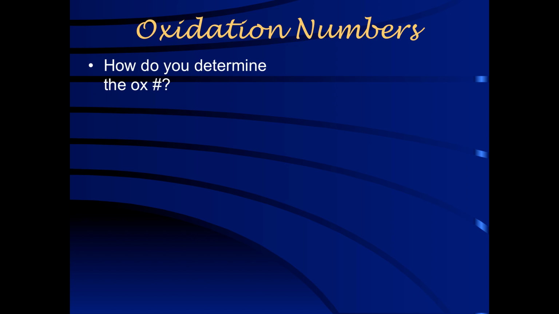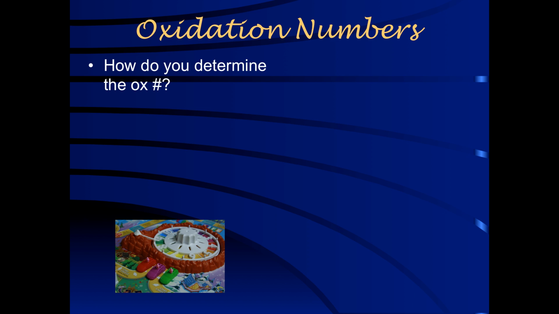So here's what we do. How do we figure out an oxidation number? Think of the periodic table like a game board.